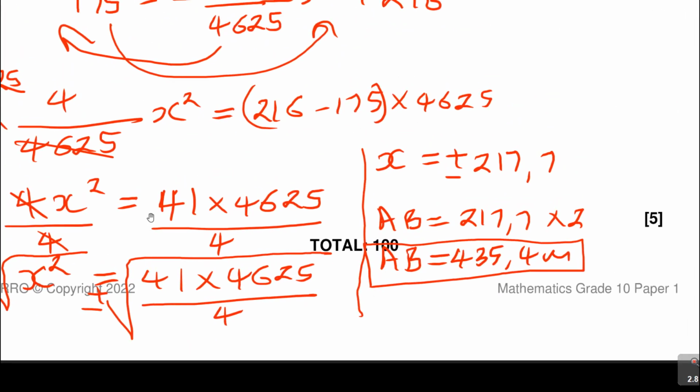This question, as you can see here, if I erase a little bit from here, it says total 100 marks. So it means this was the end of the paper. So the total that we're having here is 100 marks. So the paper ended here. Remember, this is part 2.